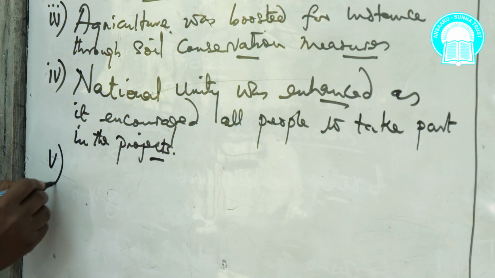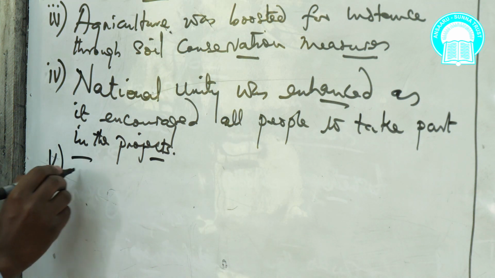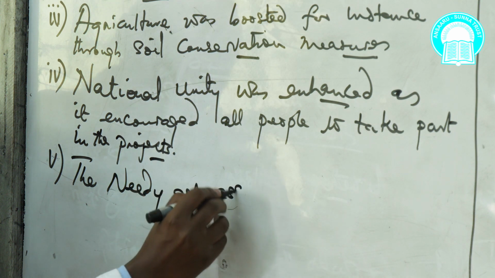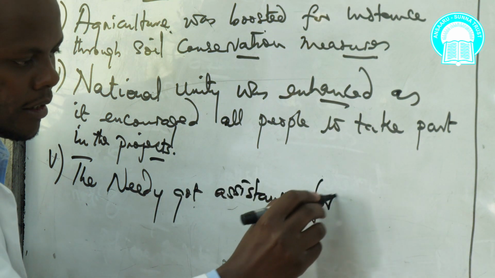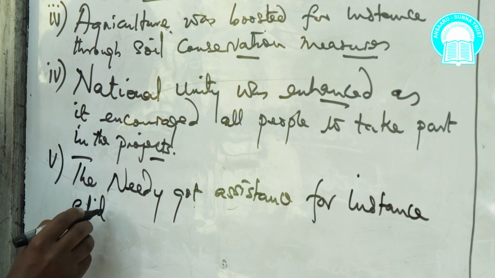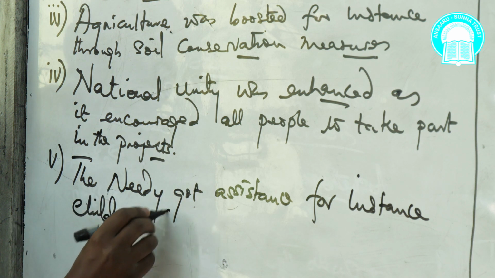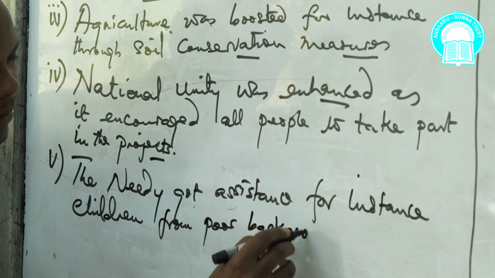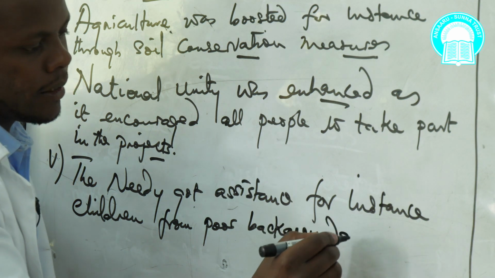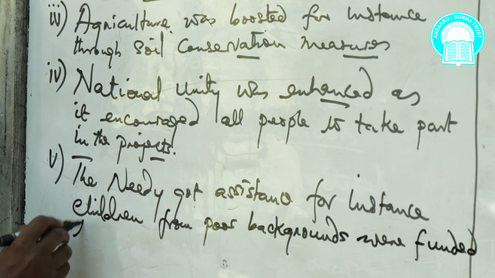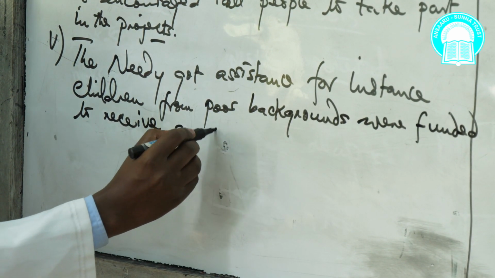Another one, the needy were assisted. The needy got assistance. For instance, children from poor backgrounds were financed to receive education, funded to receive education locally or even abroad.